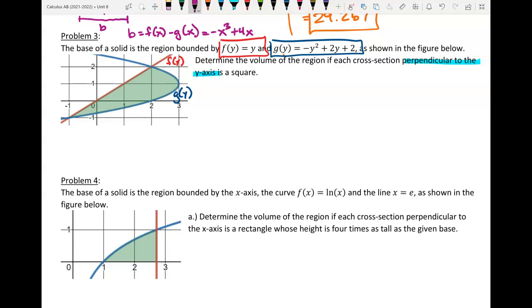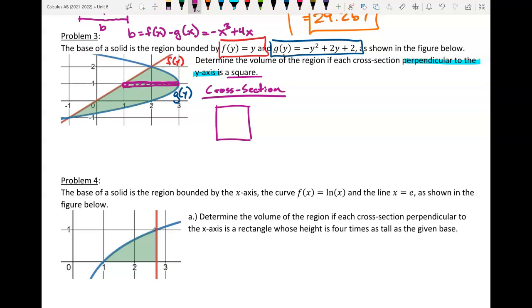All right, so I'm going to go ahead and do that. I like drawing in my cross-section, but this time I have to go horizontally because I need to be perpendicular to the y-axis. Remember, perpendicular means that we create that right angle there. So that's going to be my cross-section base, and my cross-section is a square. So for my cross-section, we would have a square.